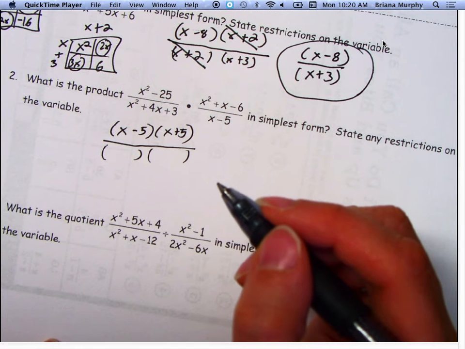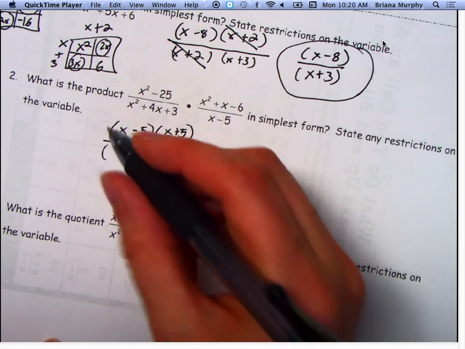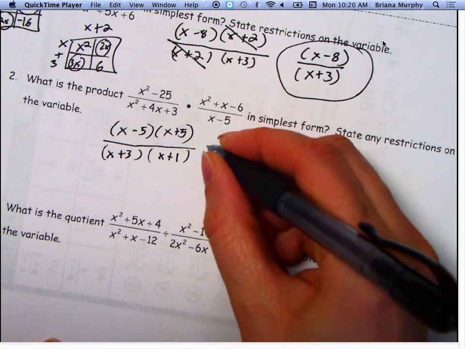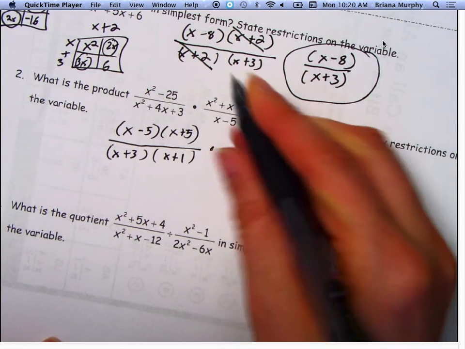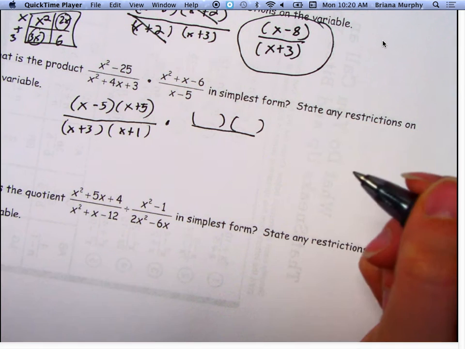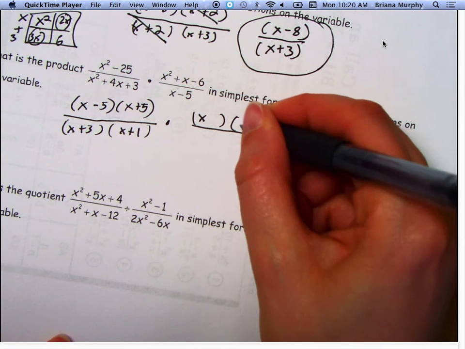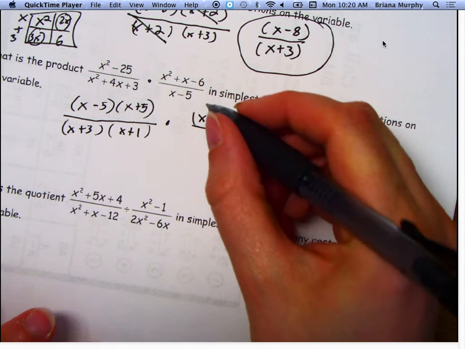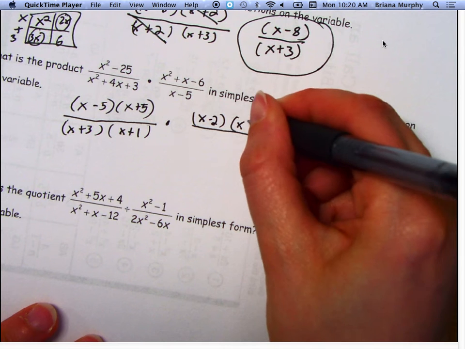What multiplies to give us 3 but adds together to give us 4? X plus 3 and x plus 1. Okay. Then we're going to do the top. What does that factor to be? X and x, what two numbers multiply to give us negative 6 but add to give us 1? Negative 2 and positive 3.